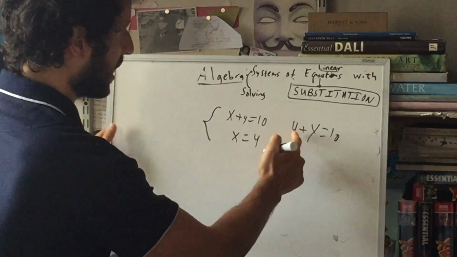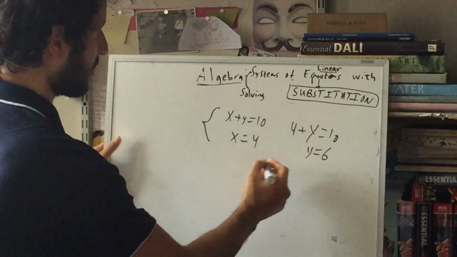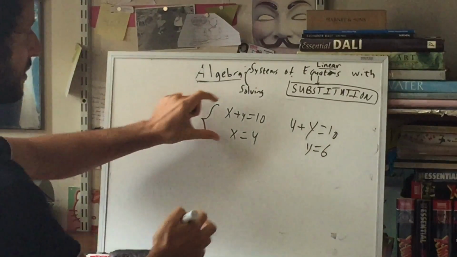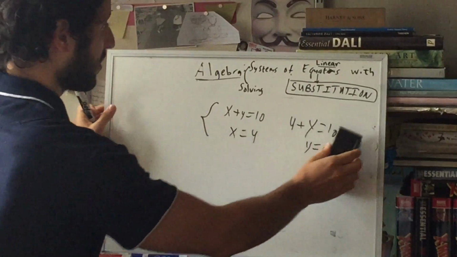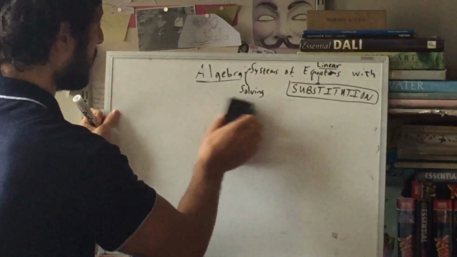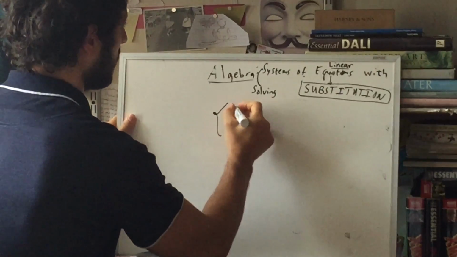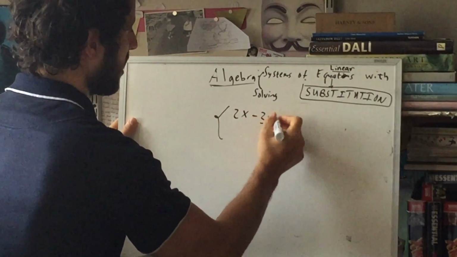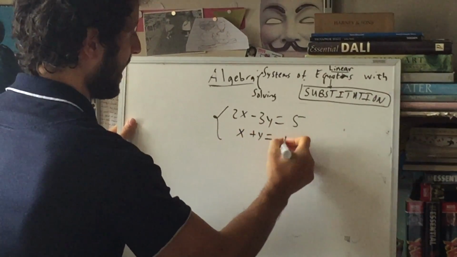So from here we could subtract 4, and y is equal to 6. That's it, we're done. So x is 4, y is 6, and we've solved this problem. That's the basic example of how to substitute. Now let's go to something a little more involved. Let's say we have 2x minus 3y is 5, and x plus y is 10.